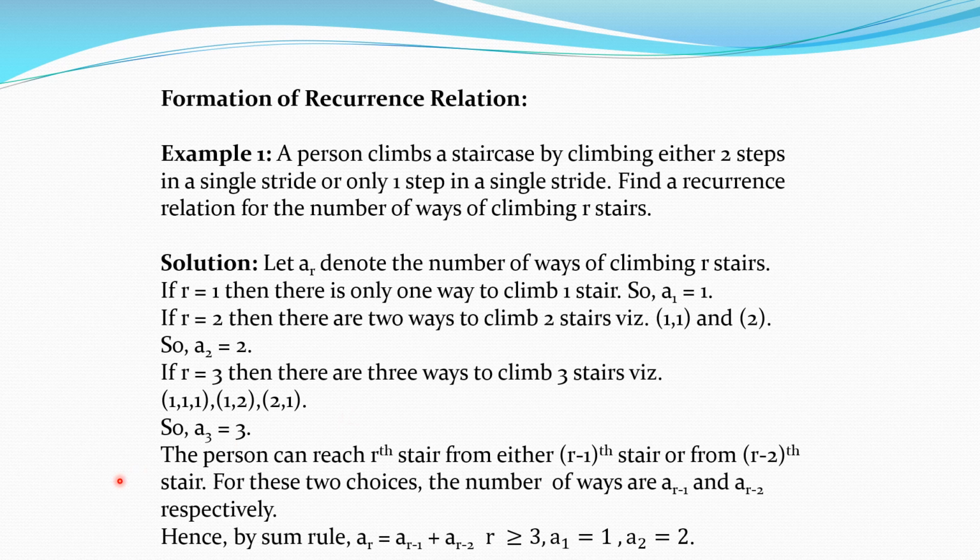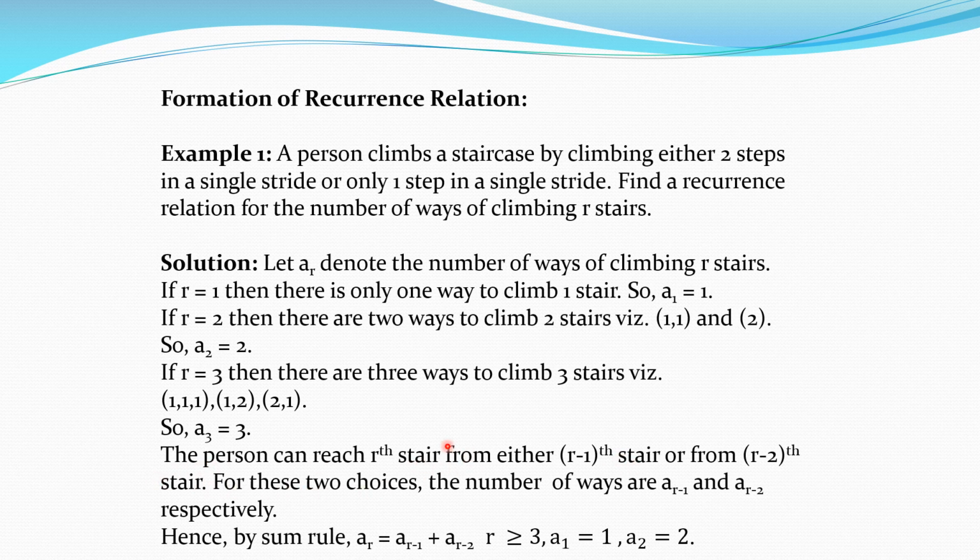Now in general, how can we find the number AR? See, the person can reach the rth stair from either the r minus 1 stair or the r minus 2 stair. What is this logic? He can climb either 2 steps in a single stride or only 1 step in a single stride. So to reach the r stair, he must reach the r minus 1 stair so that he can climb 1 stair, or he must reach the r minus 2 stair so that he can climb the remaining 2 steps in a single stride.